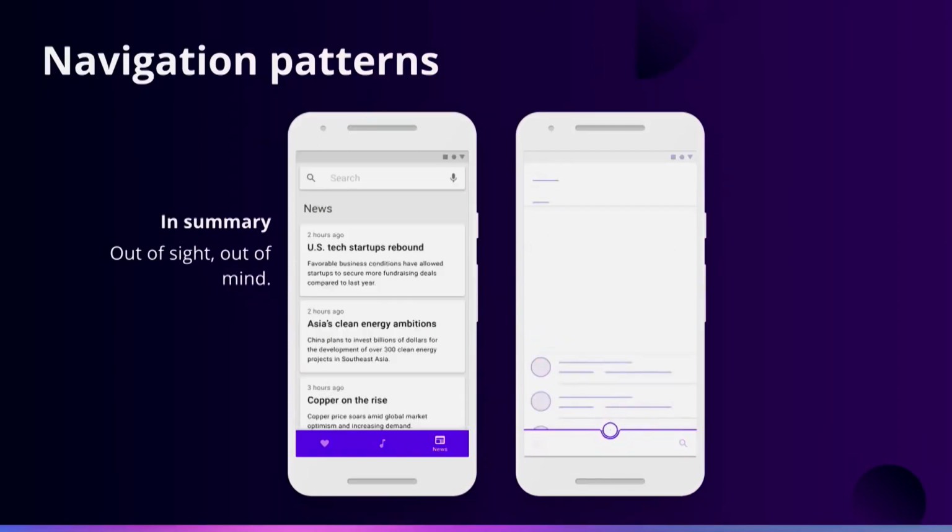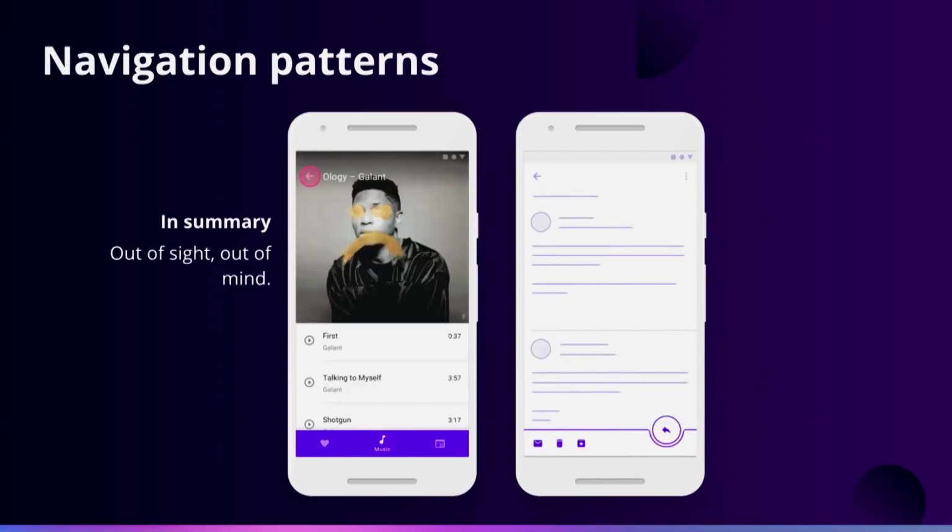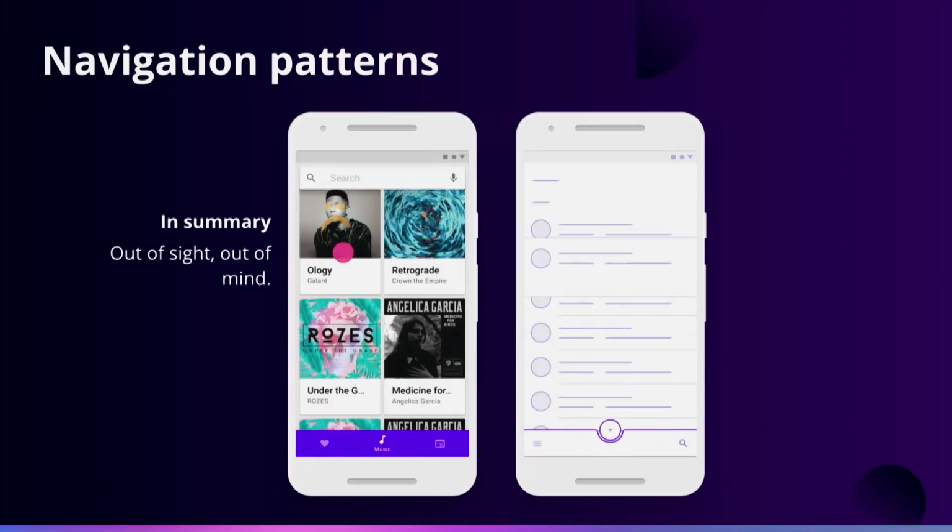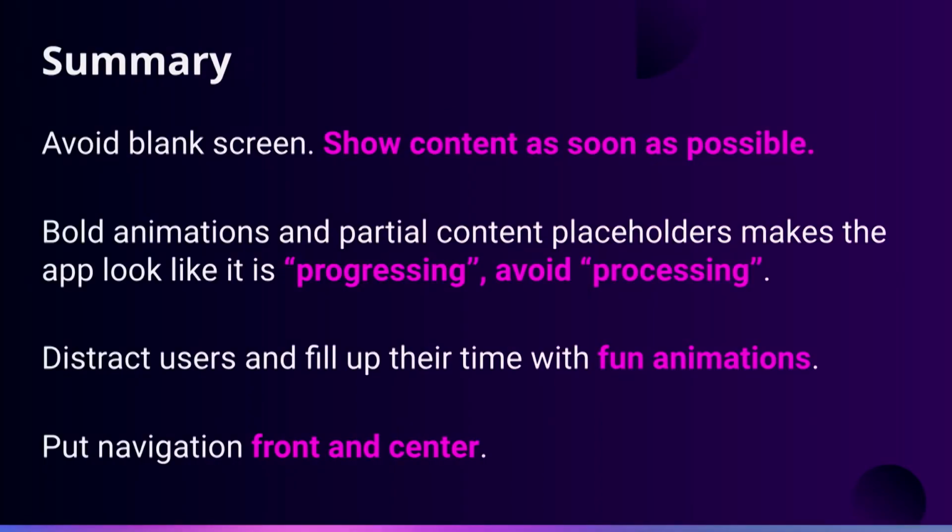If you want a user to do something, be as obvious as possible and just show the user, this is what you need to do. And it will feel faster. So in summary, avoid blank screens. Use bold animations to distract them. Make sure that you're progressing rather than processing. And always put navigation front and center. That's really, really critical in these experiences. How you do that is up to you.